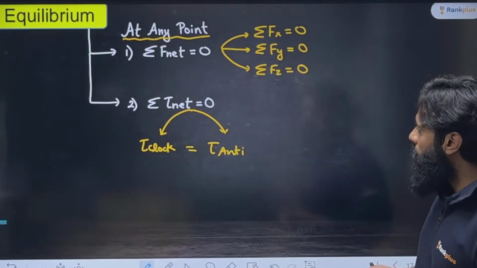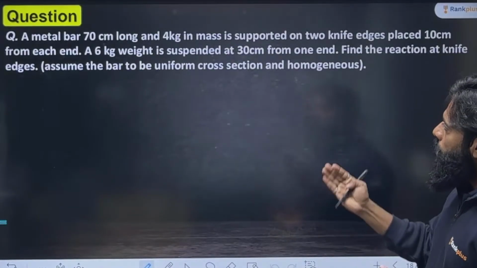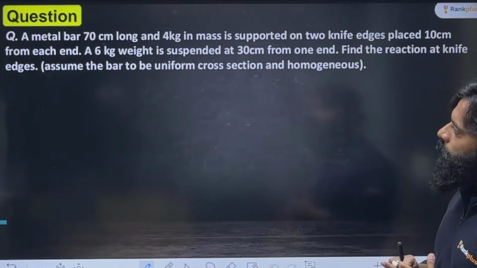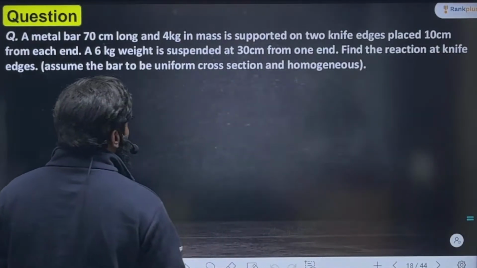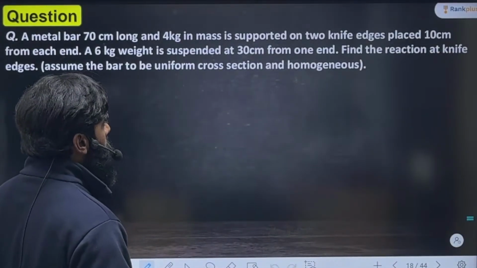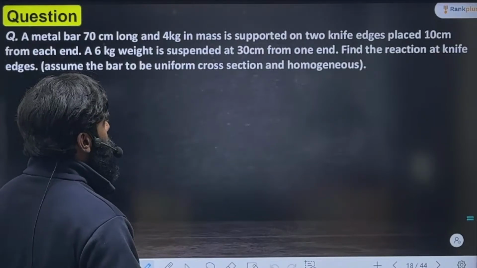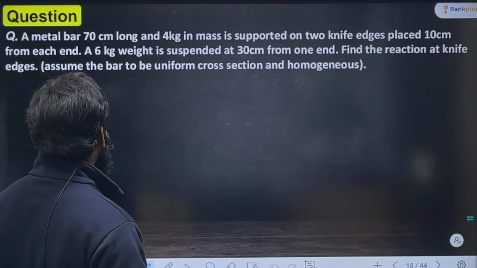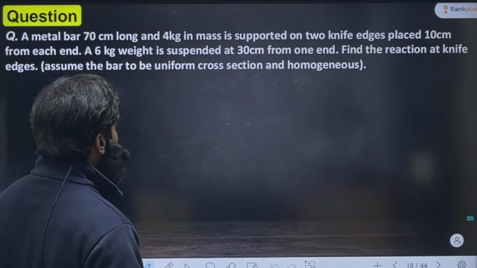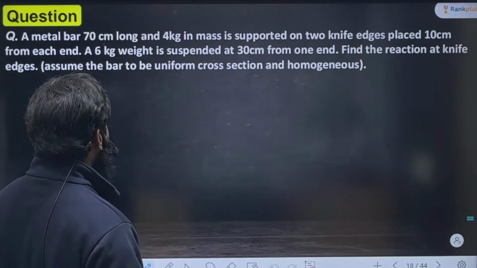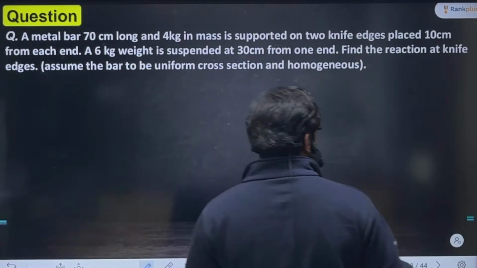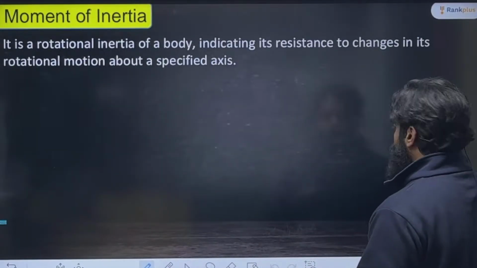Okay, now let's move on. Here we have one question for you. In this question, a metal bar 70 centimeter long and 4 kg mass is supported on two knife edges placed 10 centimeter from each end. A 6 kg weight is suspended at 30 centimeter from one end. Find the reaction at the knife edges. Assume the bar to be uniform. Okay, this is one question. Let's solve this question.